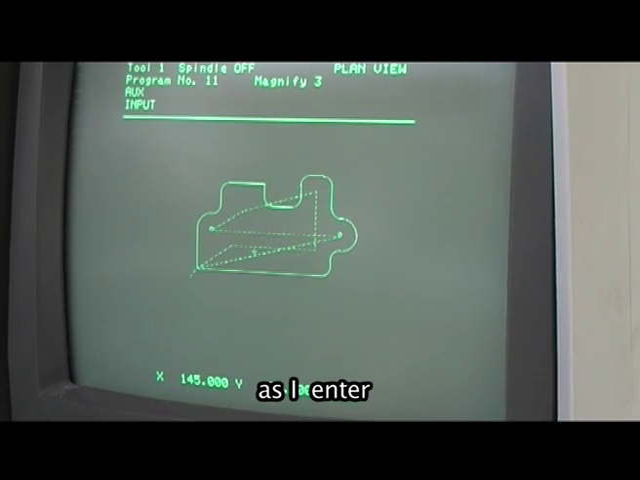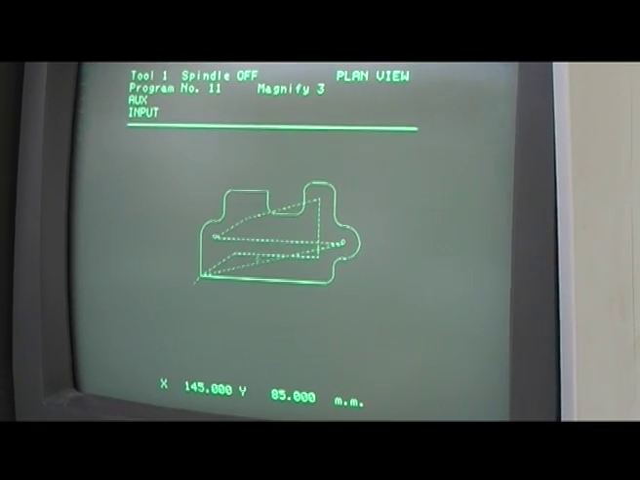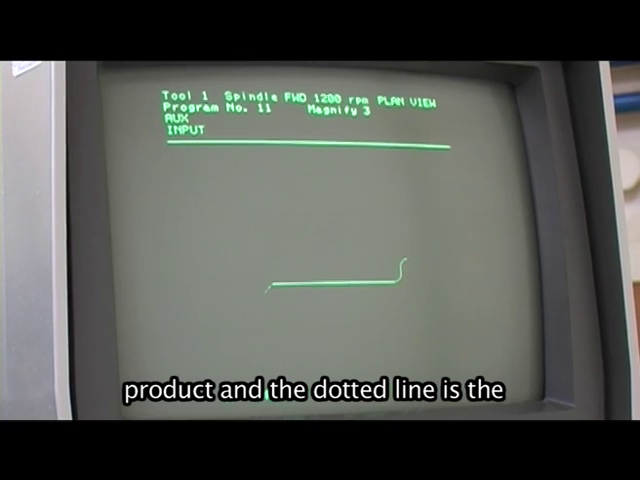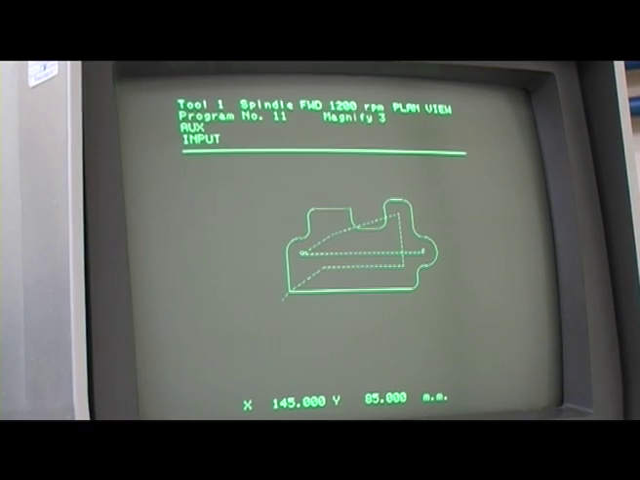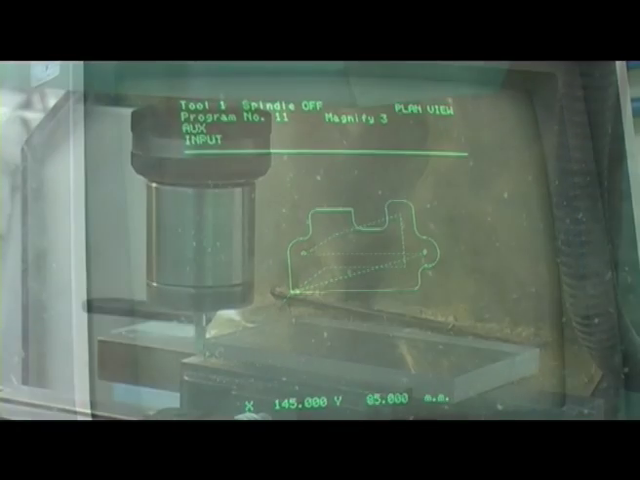And as I enter, the hard line is the outline of the product, the dotted line is the centres of the holes. When we're happy that that's okay.